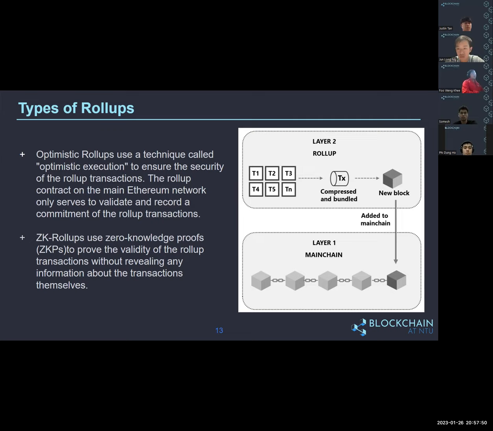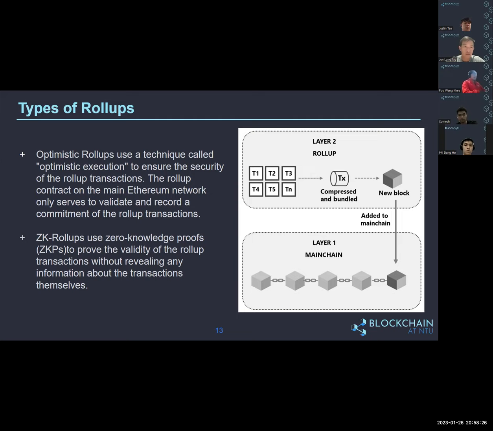The next is ZK rollups, which stands for zero knowledge rollups. ZK rollups are a type of rollup that use zero knowledge proofs to ensure the security of the rollup transaction. In ZK rollups, the transactions are processed off-chain and the state of the rollup is stored off-chain, similar to the optimistic rollup. The rollup contract on the main Ethereum network serves as a way to verify that the rollup transactions are valid.